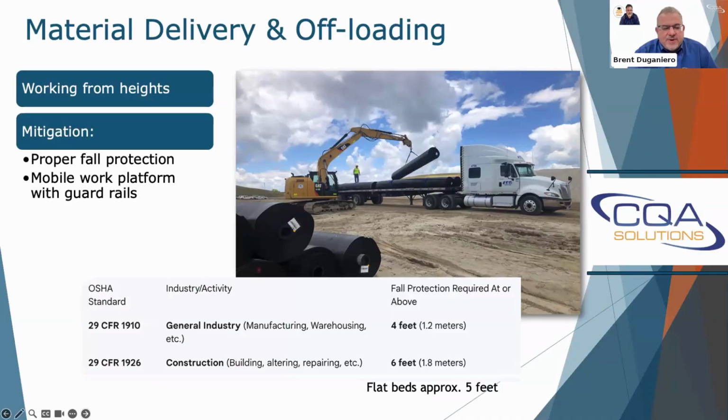When we're dealing with OSHA, we have 2 different regulations that we could fall under, and each one has a different requirement for fall protection. The general industry would be manufacturing, warehousing, et cetera. That would be 4 feet height, okay? Whereas the construction, which I'm sure just everybody here would fall under, would be 6 feet. So the flatbed truck, typically they're about 5 feet. So we're somewhere in the middle. So you're not obliged to follow the general requirements, but maybe as a best practice, maybe we develop some sort of an engineering change, maybe some sort of mobile work platform to keep folks safe.